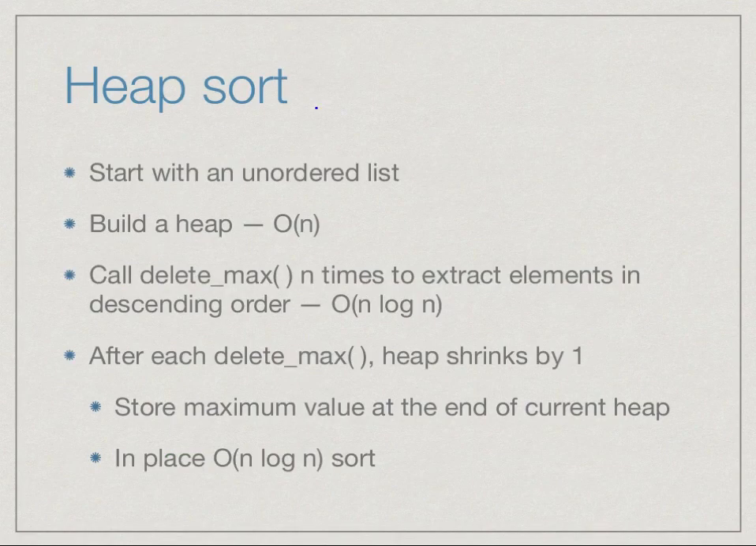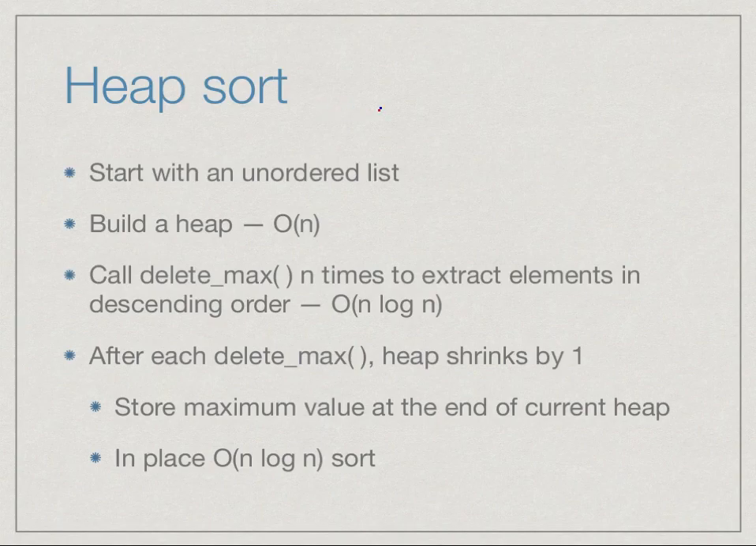A final use of heap is to actually sort. We are taking out one element at a time, starting with a maximum one. So it is natural that if we start with a list, build a heap, and then do n times delete max, we will get the list of values in descending order. So we build a heap in order n time, call delete max n times, and extract the elements in descending order. So we get an order n log n algorithm for sorting with a heap.